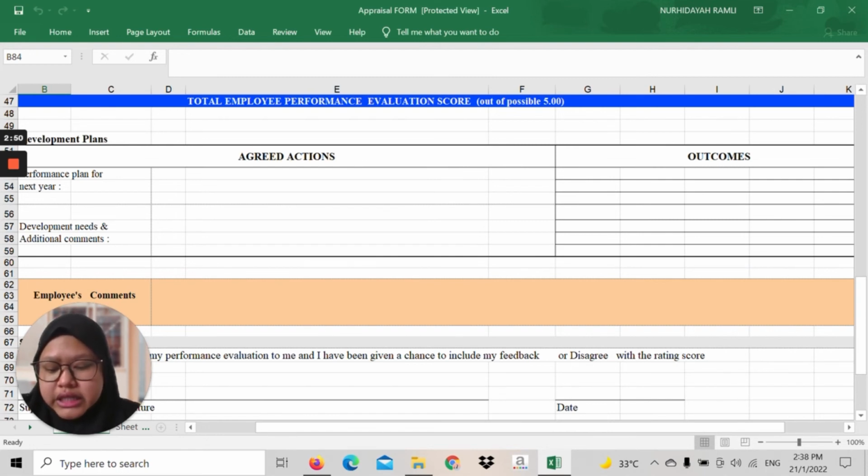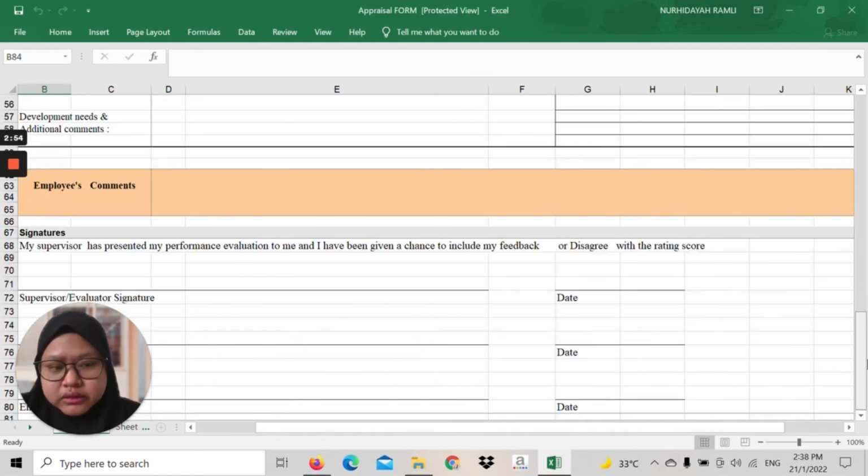And the last step is the mutual agreement on the assessment given by the appraiser and that received by the employees. The mutual agreement must be signed by the employee, the assessor, and also the head of department (HOD), together with the date the agreement is made.